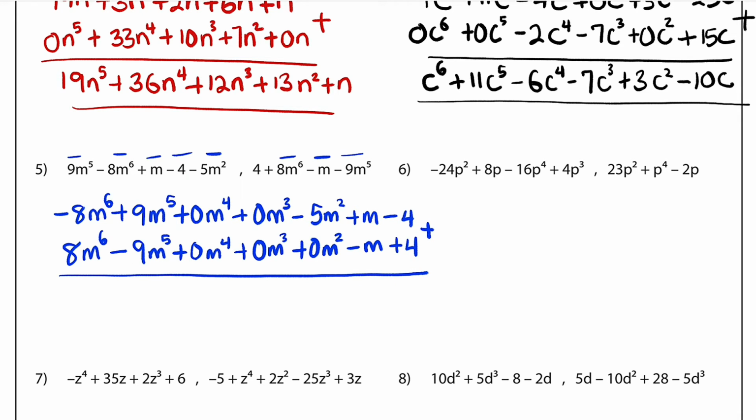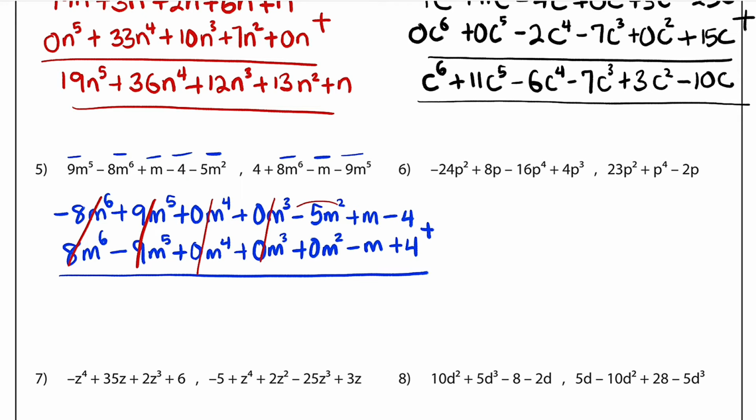If we start adding from the left hand side, what you can see here is negative 8, positive 8. That will make them 0. So we can just discard them. We don't have anything here. Also, we have positive 9 plus negative 9 is 0. These are gone as well. 0, 0, nothing. This is also nothing.